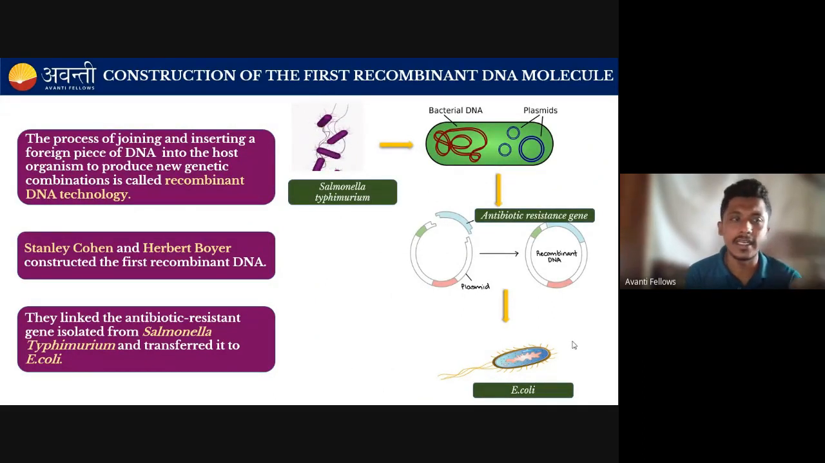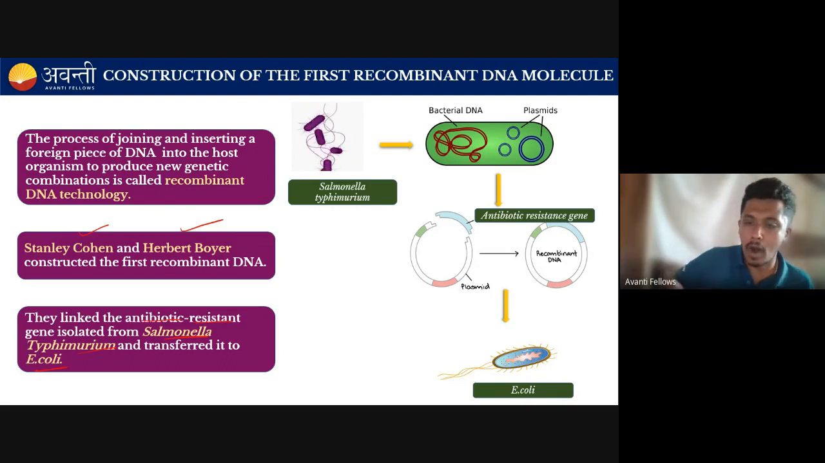The first recombinant DNA technology was done by Stanley Cohen and Herbert Boyer. They produced this first recombinant DNA, and for that, they used an organism called Salmonella typhimurium, and they transferred this Salmonella typhimurium's antibiotic resistance gene into an E. coli and made it antibiotic resistant. So we'll discuss about it, no problem.